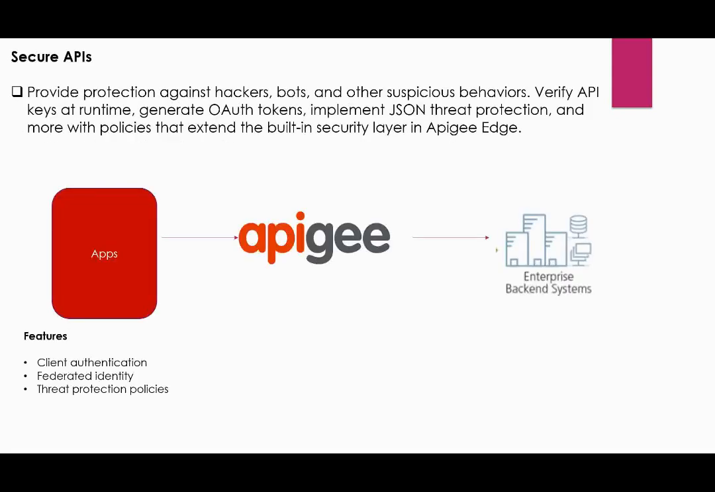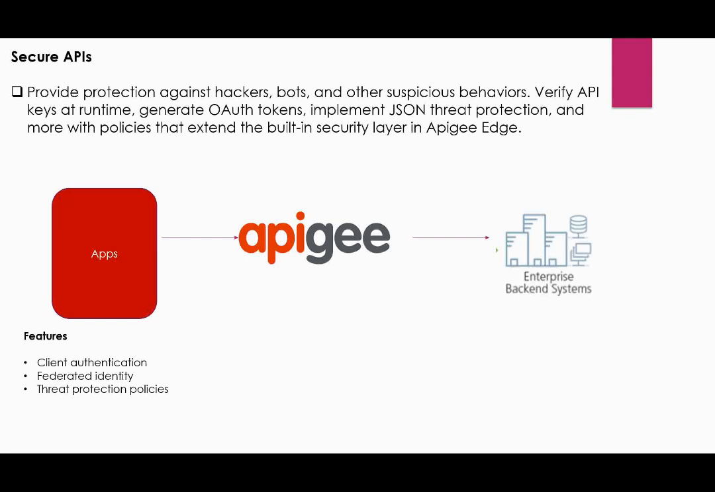Secure API. So for example, you wanted to secure the API. So this is your APIGEE platform. Your apps are here and the backend system is here. If you don't have APIGEE, then your app talks to the backend system directly, right? So if you have APIGEE in between, what is the security you will achieve? For example, you can generate OAuth tokens at runtime, and you can implement JSON threat protection. For example, somebody is pushing a lot of data in a JSON, trying to hack your system, or pushing a lot of payload which you wanted to avoid.